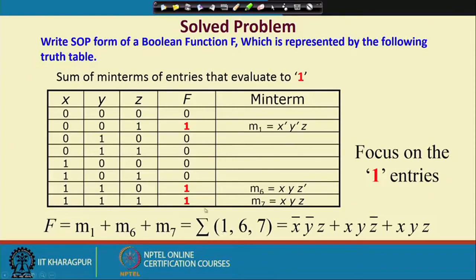This is a very standard notation: I put a sigma and within brackets we give the terms, or you can write it explicitly. So, it is x bar y bar z plus x y z bar plus x y z. This way also you can write it. So, this is from truth table to min term to sum of products expression.